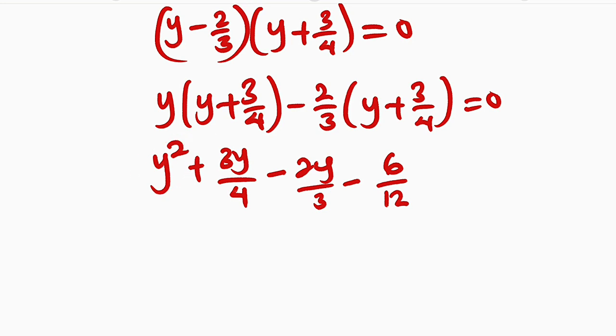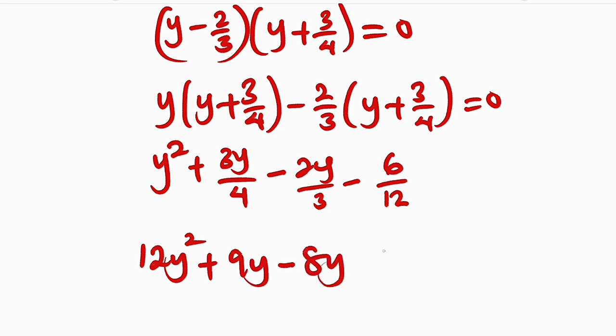So y squared times 12 is 12y squared plus the whole of this times 12. 4 will divide 12 3 times, and 3 times 3y is 9y minus this times 12. 3 will divide 12 4 times, and 4 times 2 is 8y. Then minus 6, because 12 will divide 12. The whole of this equal to 0.